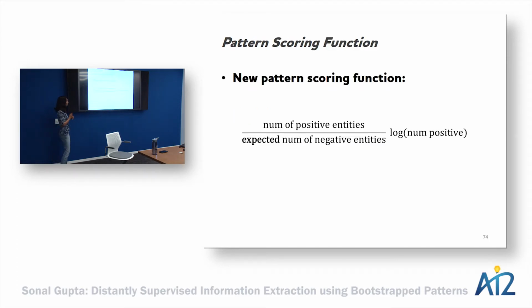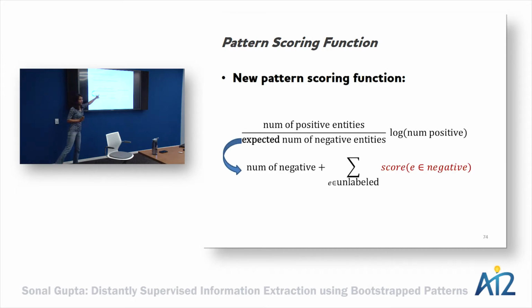So over here, this is the new pattern scoring function, and the contribution is the word expected. So you say that over here, I'm going to calculate the number of negative entities extracted by a pattern. So this function scores one pattern at a time. And for each unlabeled entity, I'm going to score that unlabeled entity, that how much is it negative.